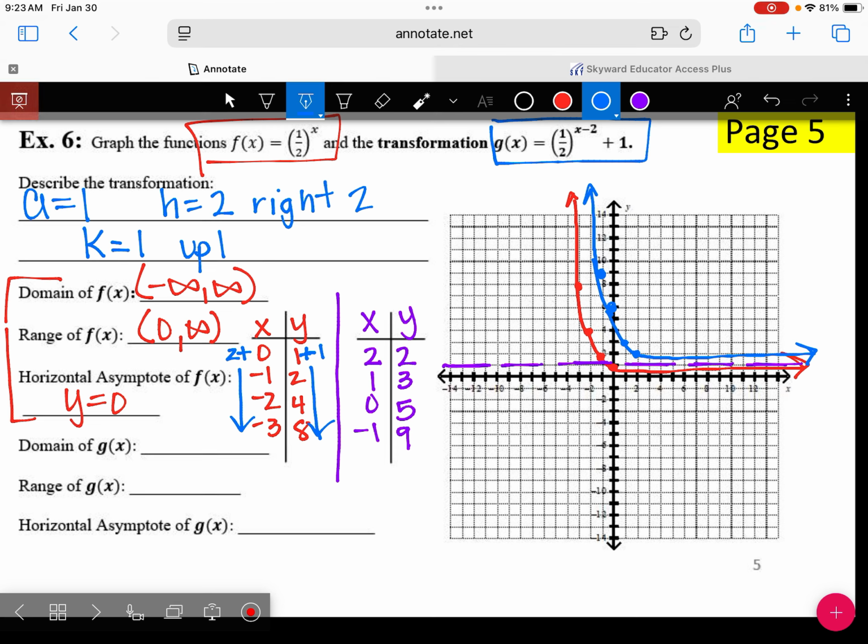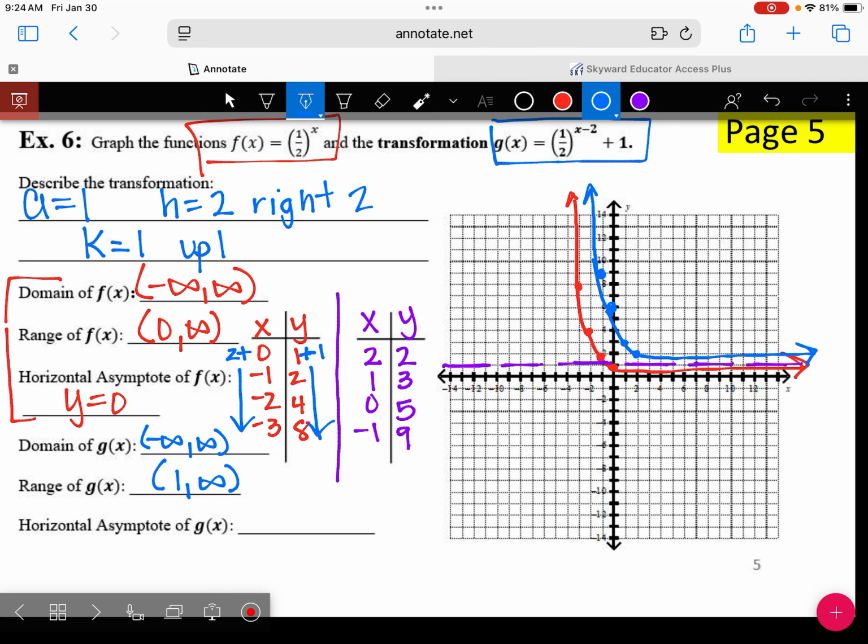So this is what my graph looked like. If you compare the red to the blue, it just moved right 2 and up 1. All 4 points. So the domain didn't change. That's still all real numbers. But my range, because I moved my floor up, it's no longer 0 to infinity. Now it's 1 to infinity.